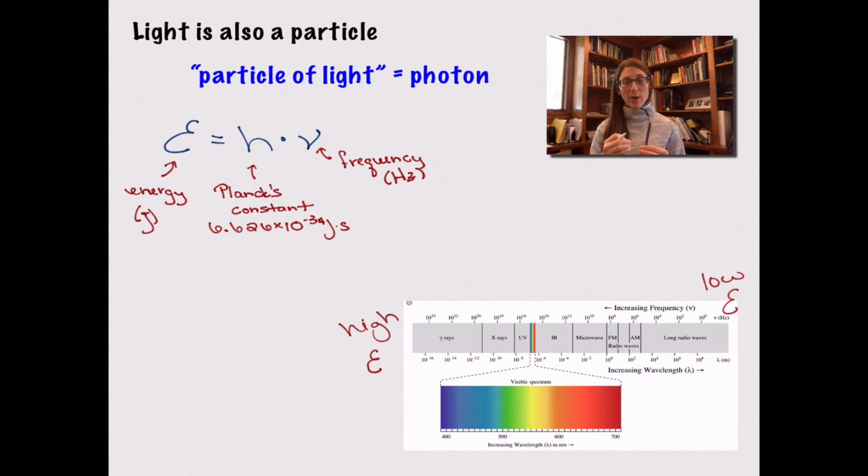And you need to be able to go back and forth between energy, frequency, and wavelength using these two equations so that we can talk about the different types of light. And then we'll take that and talk about how it interacts with our matter.